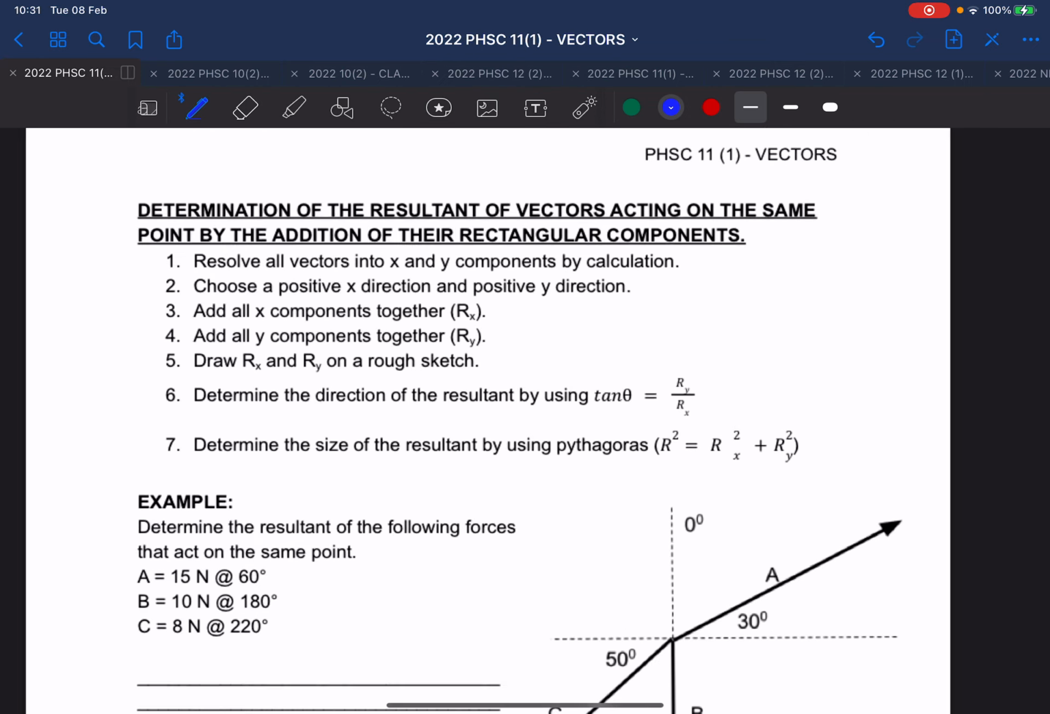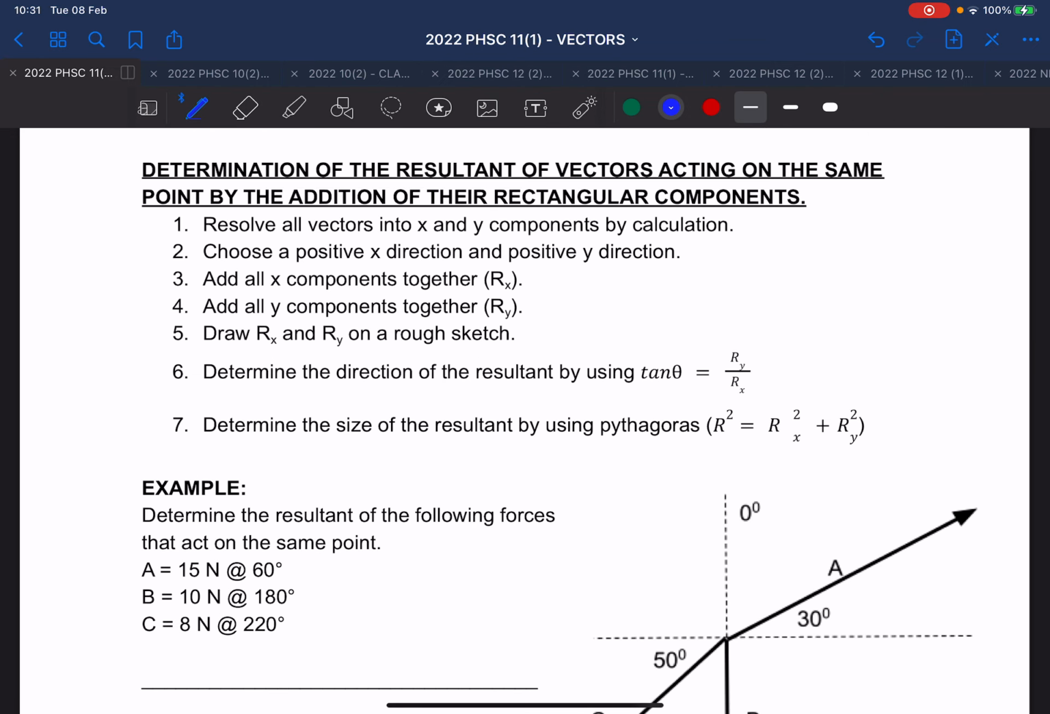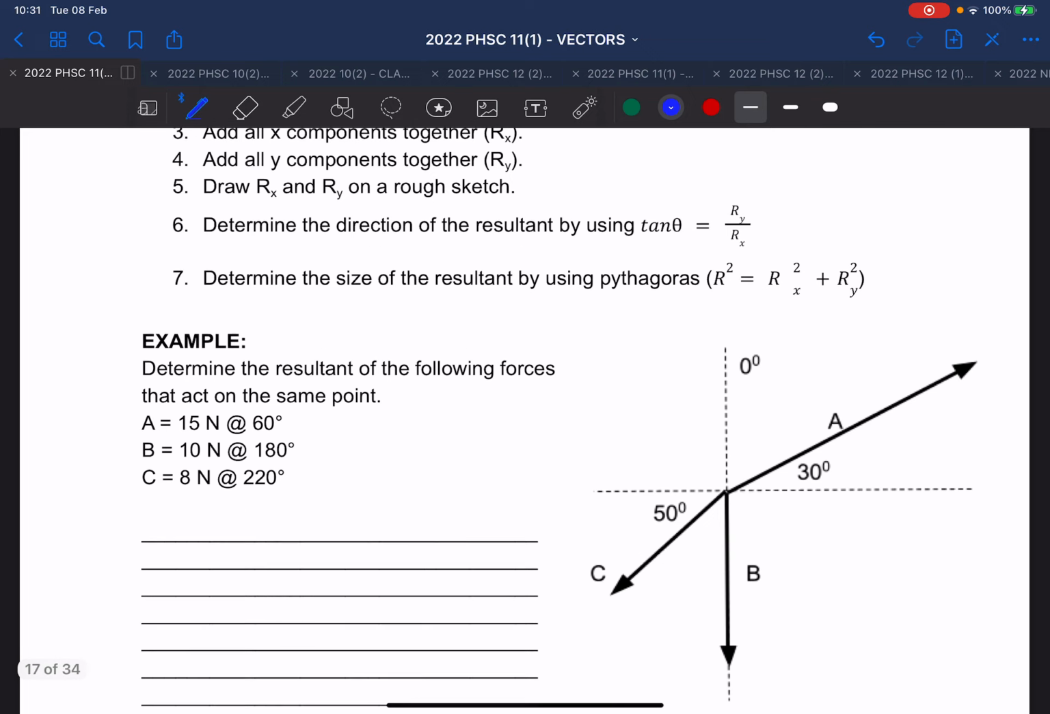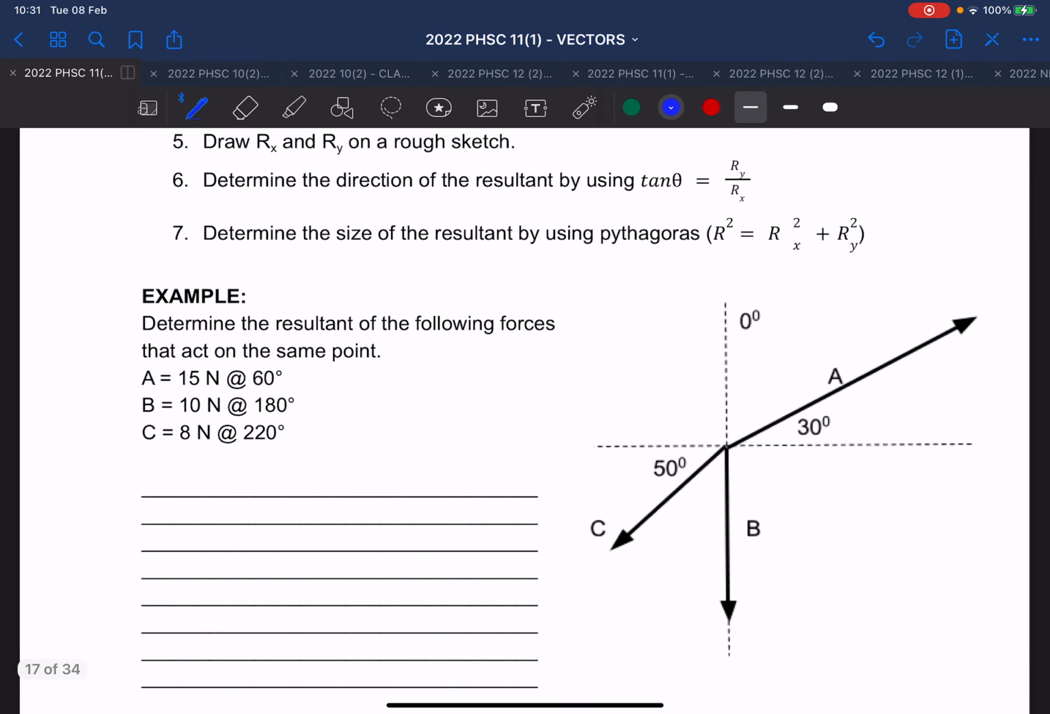All right. Last one. Okay. Now, we have done where we had weird angles like this, and we used the parallelogram method. Let's say we had A and B. We use the parallelogram method to get the result. Right? But sometimes you get three vectors, four vectors. Then the parallelogram method will become a bit silly, and will become a bit difficult.